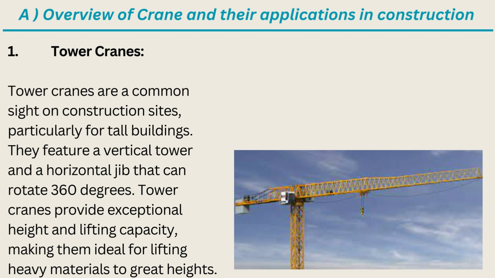Types of cranes used in construction. 1. Tower cranes. Tower cranes are a common sight on construction sites, particularly for tall buildings. They feature a vertical tower and a horizontal jib that can rotate 360 degrees. Tower cranes provide exceptional height and lifting capacity, making them ideal for lifting heavy materials to great heights.